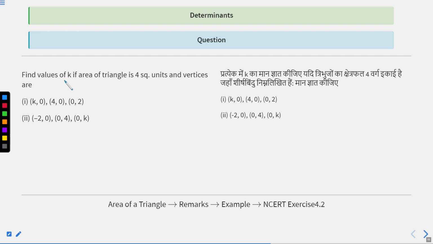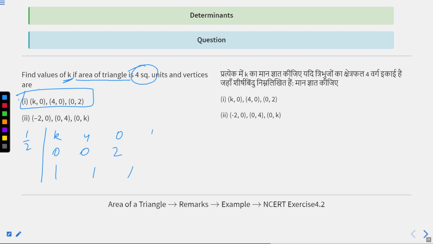Here we have to find the value of k if the area of a triangle is 4 square units. We have two cases, 1 and 2, and we will do the first case first. So half of the determinant with rows k 4 0, 0 0 2, 1 1 1. This area is 4, so in other words, the determinant will be 8.